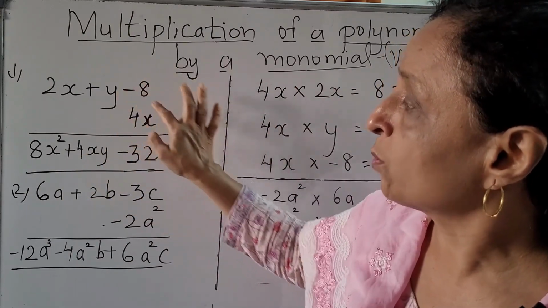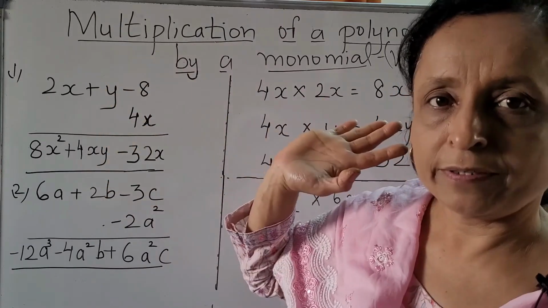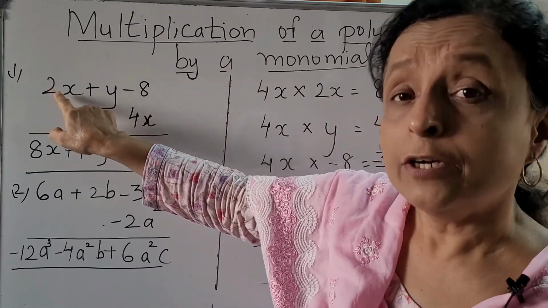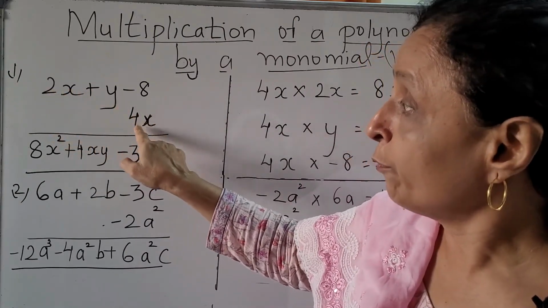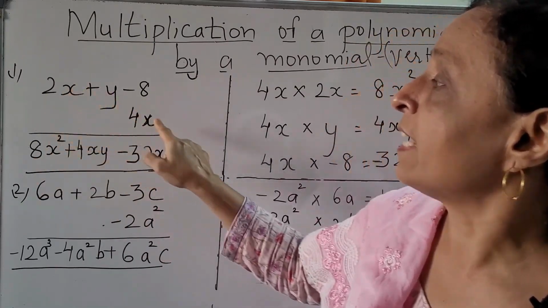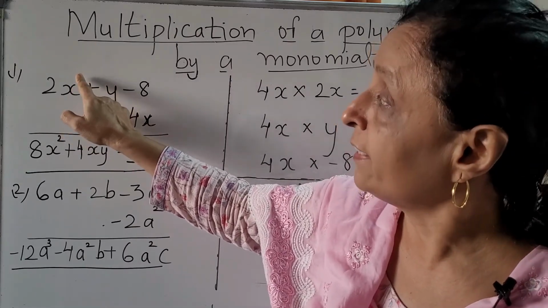So now this xy you have written, 1 into 4, 4 you have written. Now 2x into 4x. Numerical coefficient 2 into 4, it is 8. Now here x is the same, so what you have to do is add the exponents.